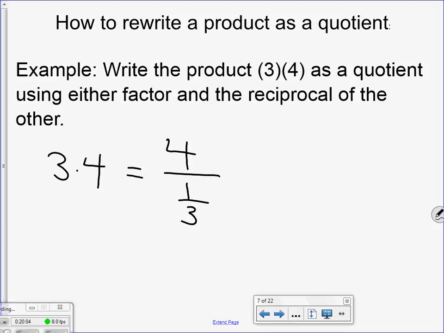Anyone get a different answer? Whenever you divide by a fraction, it's the same as multiplying by the reciprocal, right? We're just thinking going the other way. You have a product, and you can write it as a quotient: just keep either one of the factors and divide by the reciprocal of the other. You're going to get the same thing.